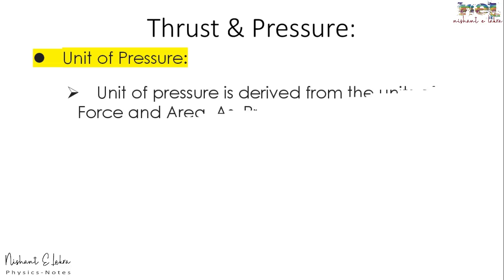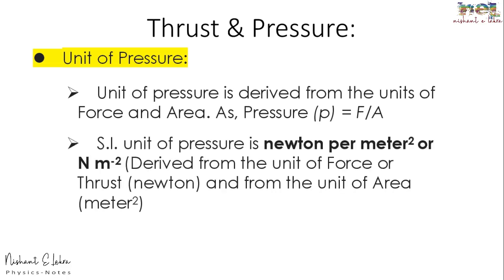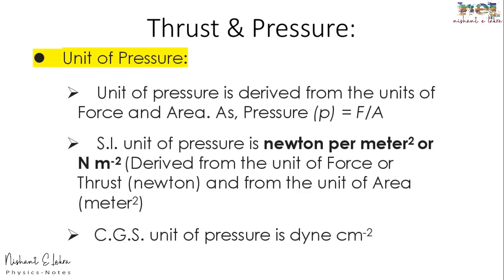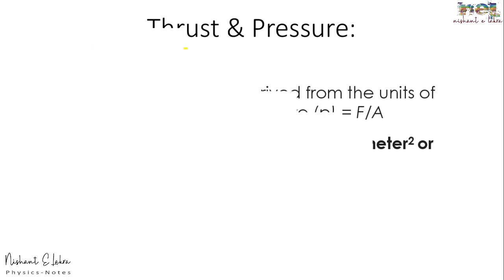Let's see the unit of pressure. Unit of pressure is derived from the units of both force and area, as pressure P is equal to force by area, and the SI unit of pressure is Newton per square meter, okay, or symbolized as N m to the power minus 2, derived from the unit of both force or thrust, Newton, and from the unit of area, meter square. Okay, that's why it is Newton per square meter. The CGS unit of pressure is dyne per centimeter square.